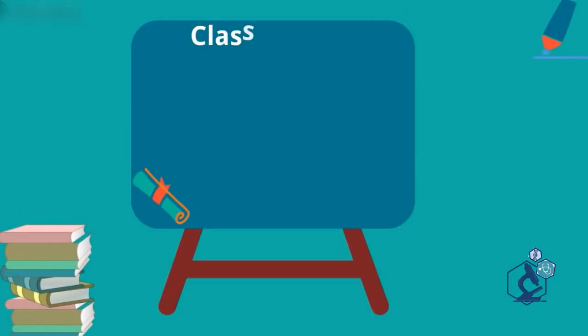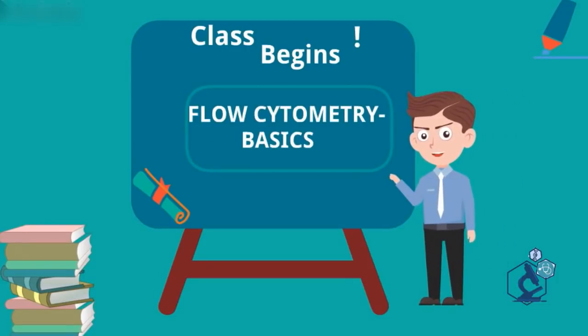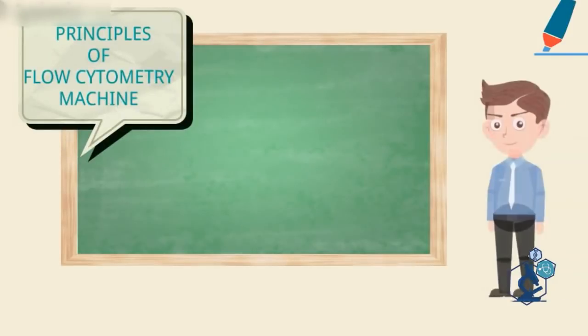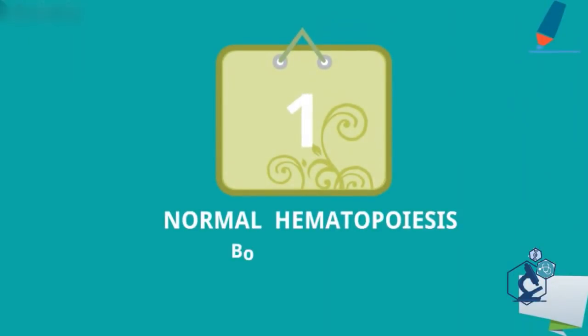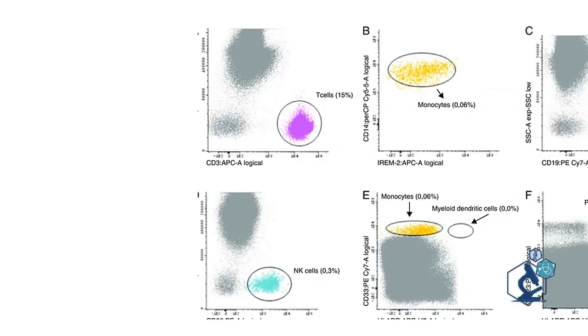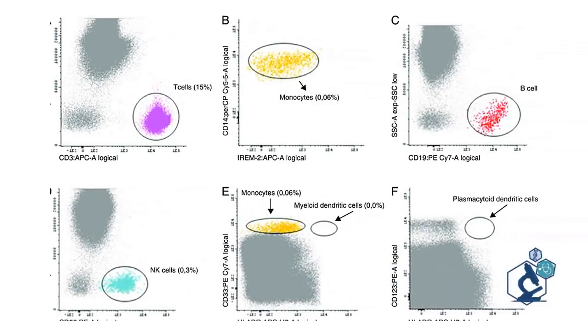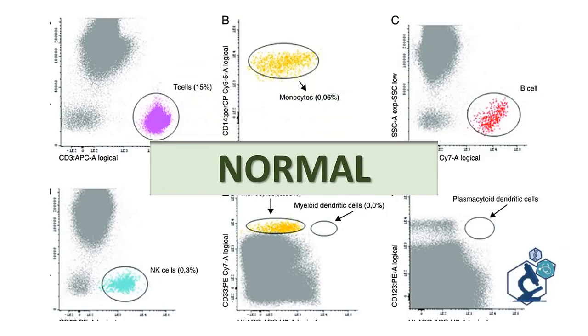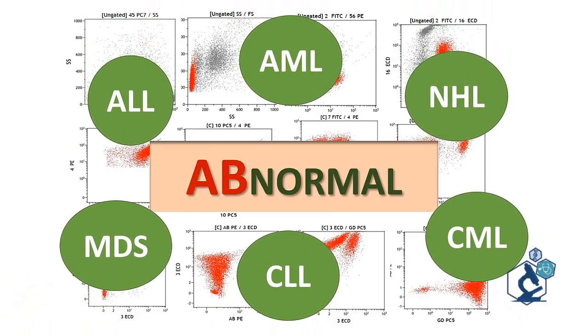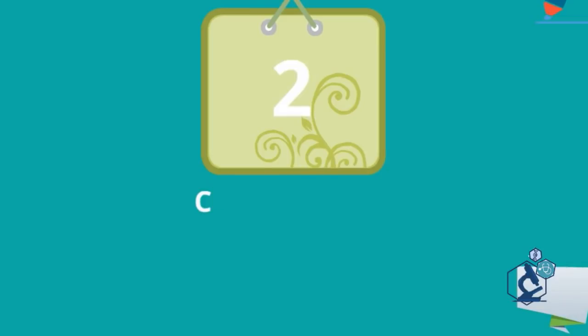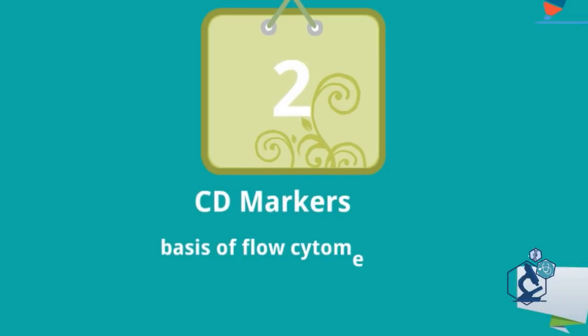This video is the second part of the basics of flow cytometry. After understanding the principles of the flow cytometry machine, we next move to the uses of flow cytometry in various hematological disorders. But before moving towards diagnosis of different leukemias, we will first understand normal hematopoiesis in the bone marrow. If we know how normal hematopoietic cells behave in flow cytometry plots, only then can we identify abnormal patterns in different types of leukemias. We will also understand CD markers, which form the basis of flow cytometry and are used to label and identify different types of cells.